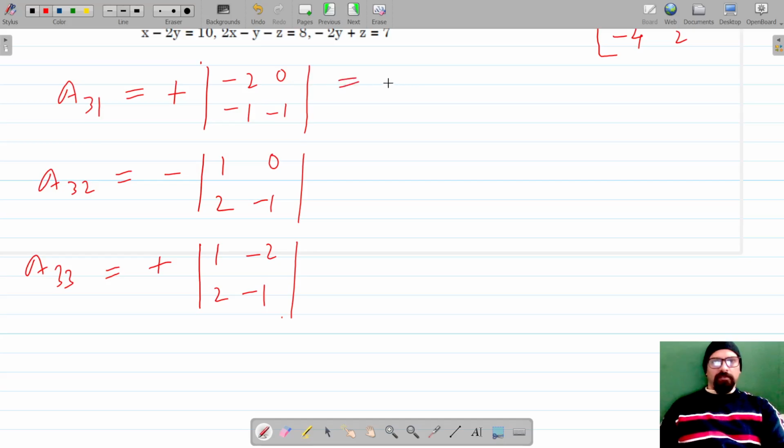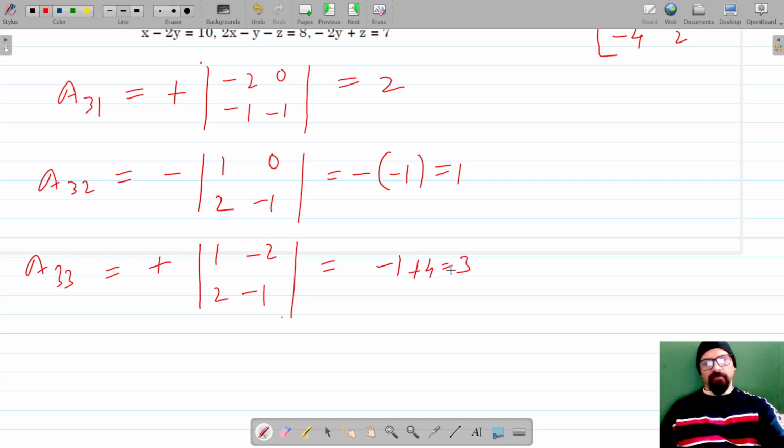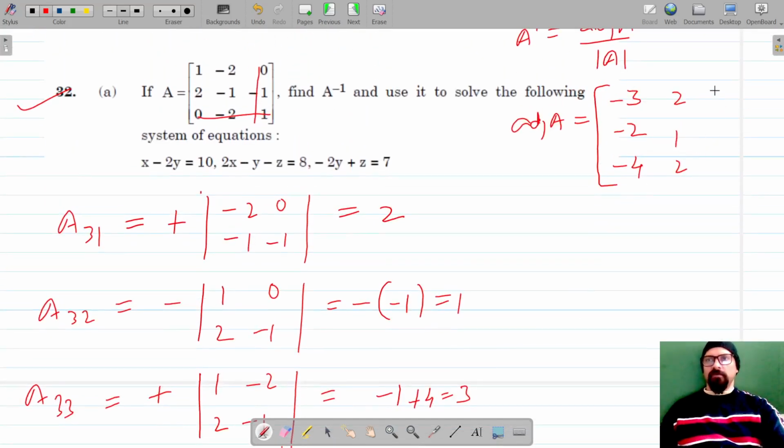Okay, so this is 2. This is negative, negative 1. This is 1. This is, okay, negative 1 and plus 4, which is equal to 3. So 2, 1, and 3. Now 2, 1, and 3 is the adjoint.